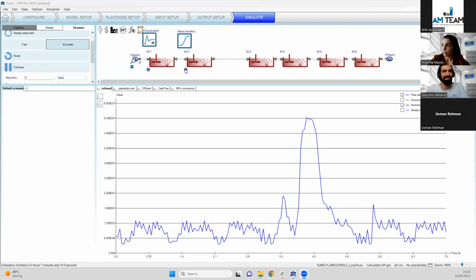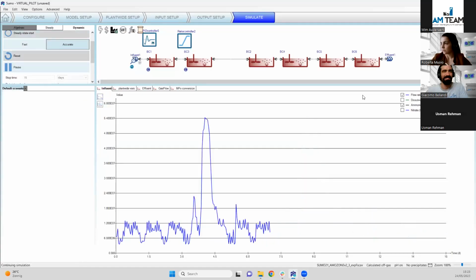All right, so now what we are looking at is a real-time dynamic simulation in our virtual environment. What you can see here is a virtual pilot of a secondary effluent ozonation plant. Ozone dose is injected in these first two bubble columns, first two units, and then we let the ozone interact and be in contact with the water in the remaining units.